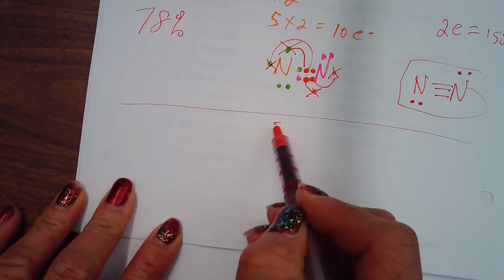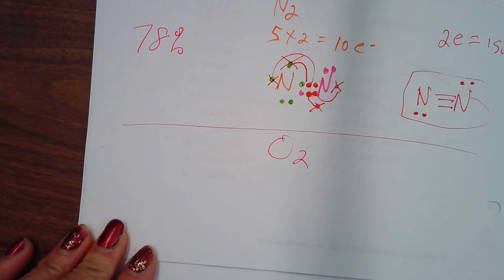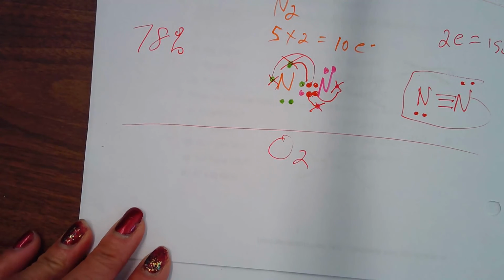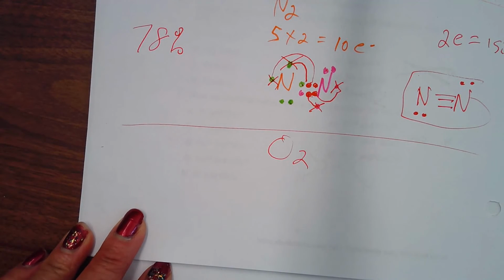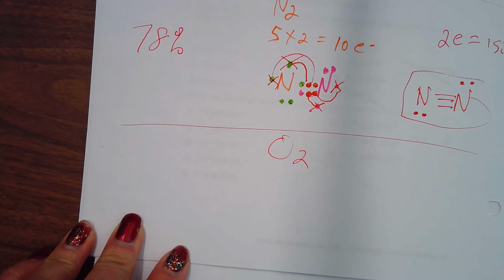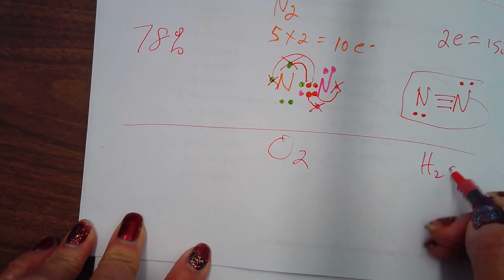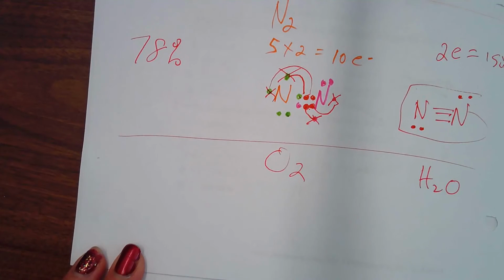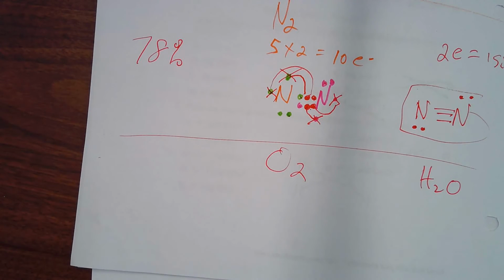One more example with the Lewis dot. What about O2? Okay, I lied. One more after this one. So 2 more. We'll do O2, and I want you to do H2O, okay? I'll give you 2 minutes to do that. Go for it.